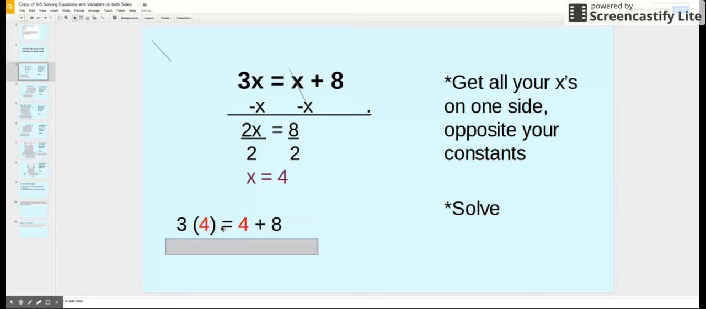And now you just want to check your work. 3 times 4, you get 12, and 4 plus 8, you get 12 also. So again, by checking your work, you're just plugging in 4 wherever you see the x. So here will be 3 times 4 is equal to 4 plus 8, which is what I wrote here.